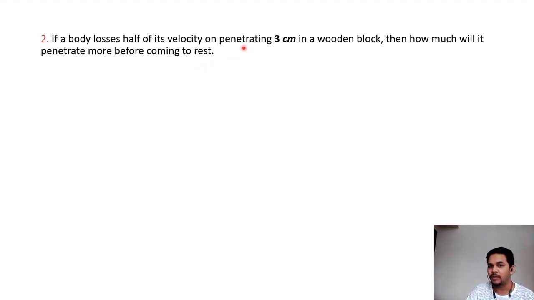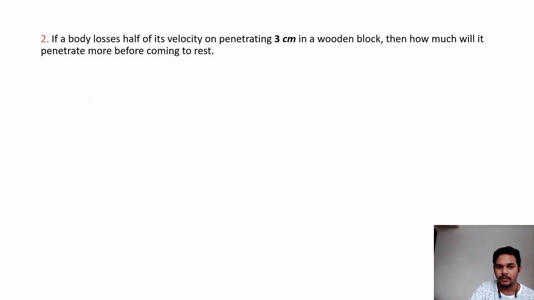That wooden block will provide a retarding type of force on the body. It is given that the body loses half of its velocity. So this question we are going to solve in two parts, where first I have assumed the initial velocity. So let me start with the 2 point. Just 1 second. Let me take the pen.